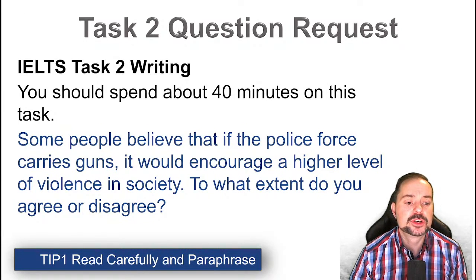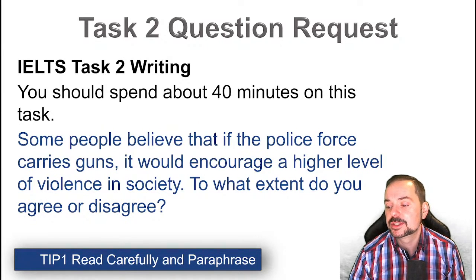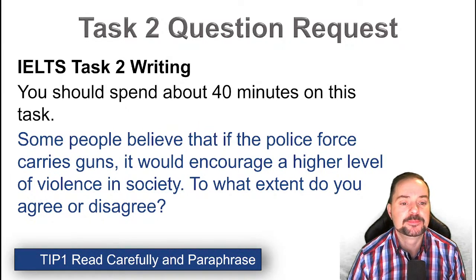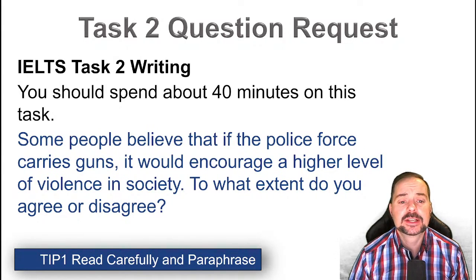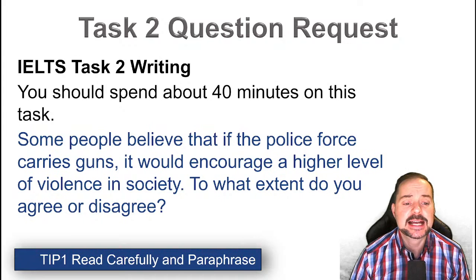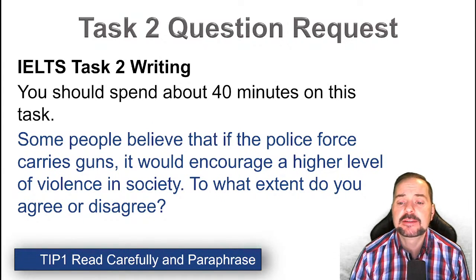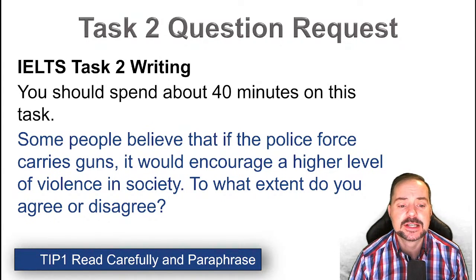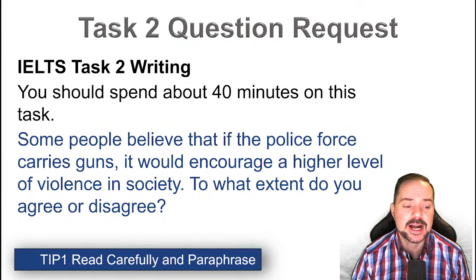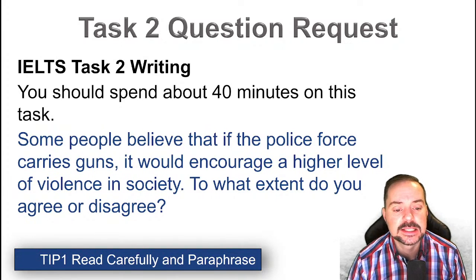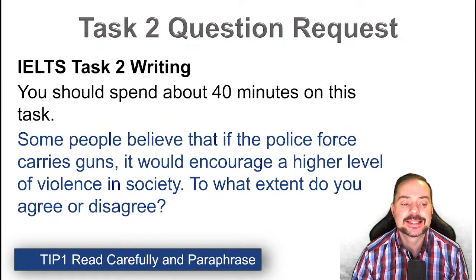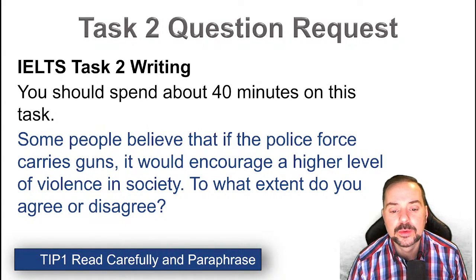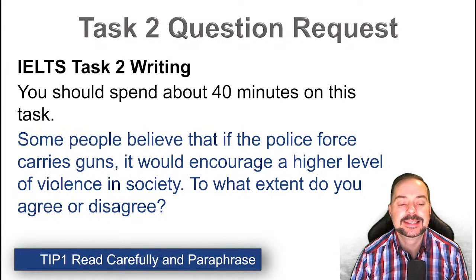And the first step here, of course, is we have to read this question super carefully. Okay? So IELTS Task 2 writing, spend 40 minutes on this task. Some people believe that if the police force carries guns, it would encourage a higher level of violence in society. To what extent do you agree or disagree?